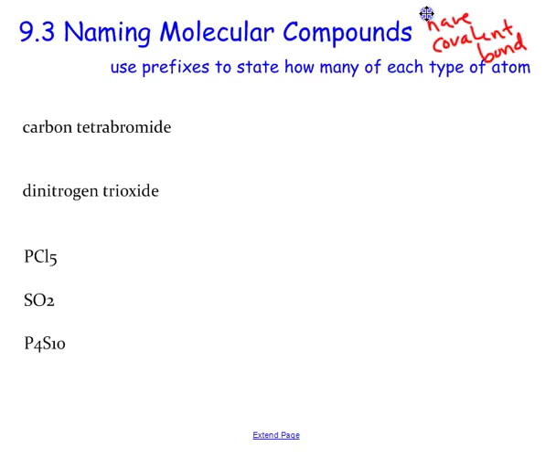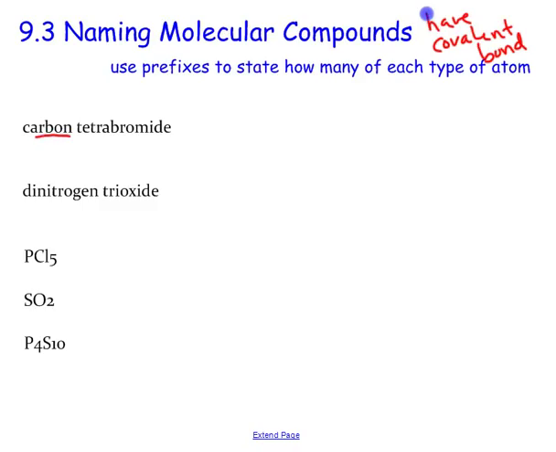Now, naming molecular compounds is actually a lot easier than naming ionic compounds. Molecular compounds use prefixes to state how many of each type of atom exist in that particular formula. So we're actually going to jump right into it, and you're going to figure it out just from the names. You use this, I think, without even really thinking about it.